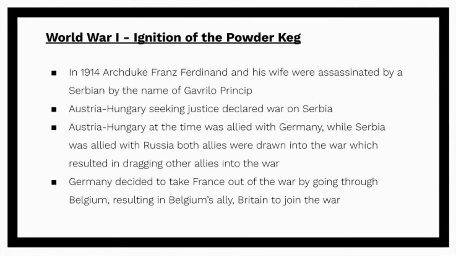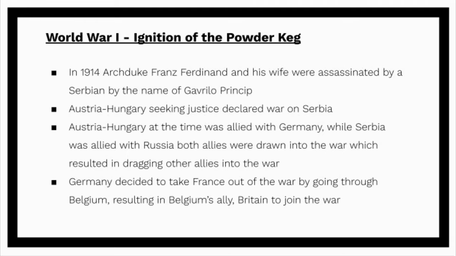World War I: ignition of the powder keg. In June 1914, Serbian nationalist Gavrilo Princip assassinated Archduke Franz Ferdinand and his wife. Austria-Hungary issued a warning to Serbia to let Austrian investigators examine the evidence. Serbia denied access to the evidence. This resulted in Austria-Hungary declaring war on Serbia.